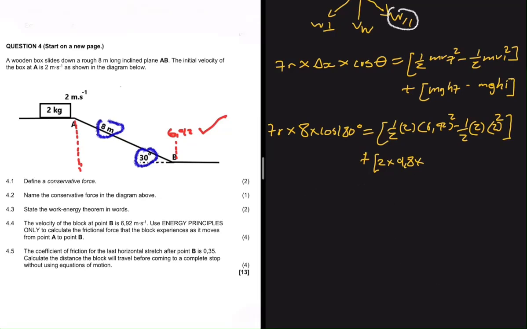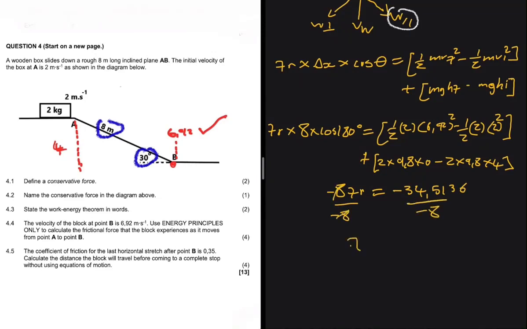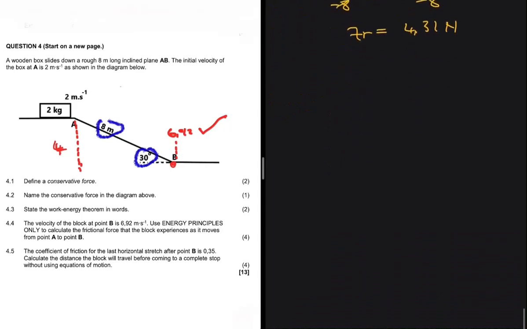Here, for the height final, we're coming from a height of 4, and then we go to B, where the height is 0. So the final height is 0, and the initial height is 4. So we're going to get minus 8 frictional force is equal to, and if you compute the right hand side, you're going to get minus 34.5136. Dividing both sides by minus 8, we get the frictional force being equal to 4.31 newtons. So that is 4.4, let's do 4.5 real quick.